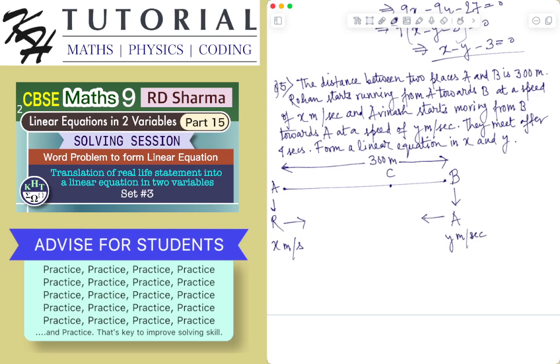So after 4 seconds, they meet at the point C. After 4 seconds, definitely Rohan must have traveled the distance AC, and in 4 seconds, Avinash must have traveled the distance BC.